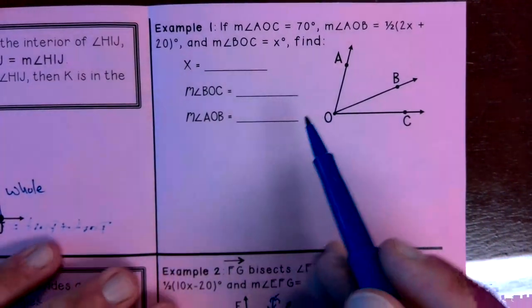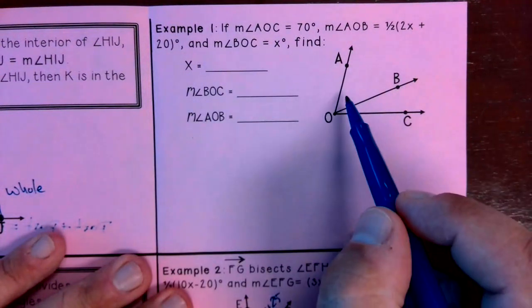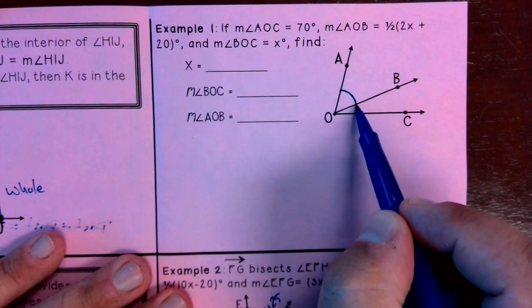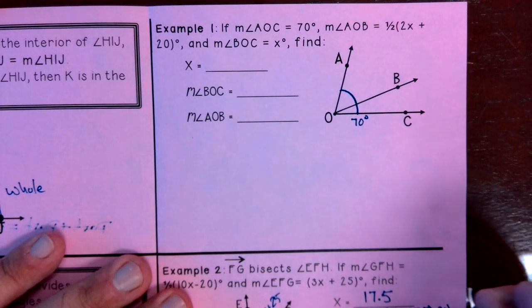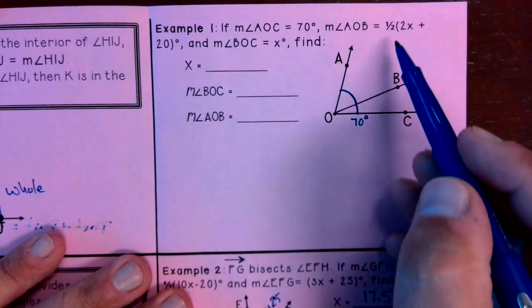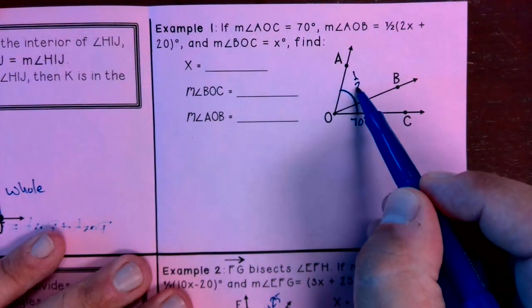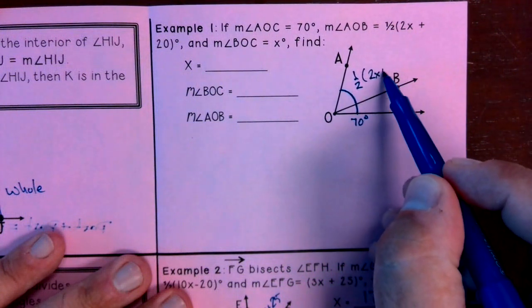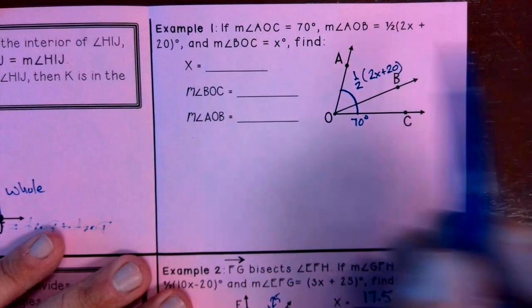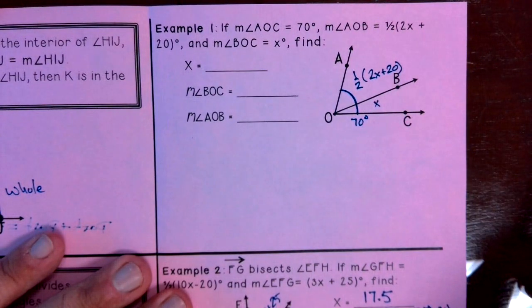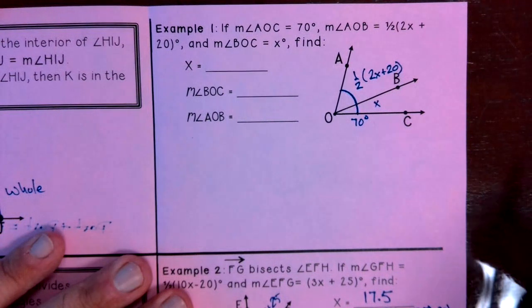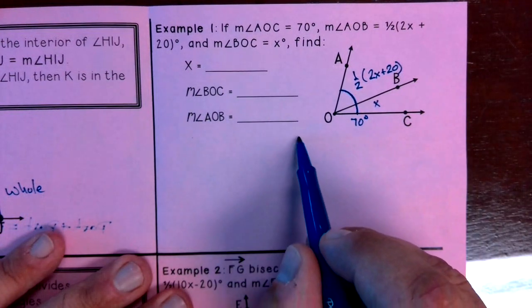To look at this, AOC is 70 degrees. AOB is 1/2 times 2x plus 20. BOC is x. So I just go through, I label everything, and then I want to set this up.